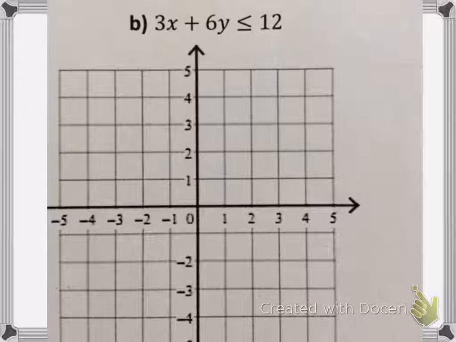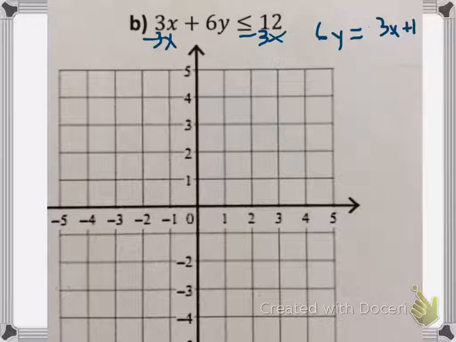The next one's not ready to graph yet because it's not solved for y. So the first thing I'm going to do is subtract that 3x over to the other side so that it is solved for y. It's going to be 6y equals a negative 3x plus 12. And when I did that equals, I should have done less than or equal to, so forgive me for that.